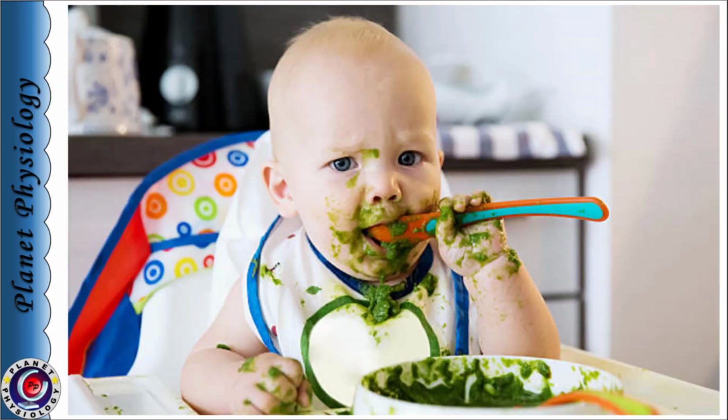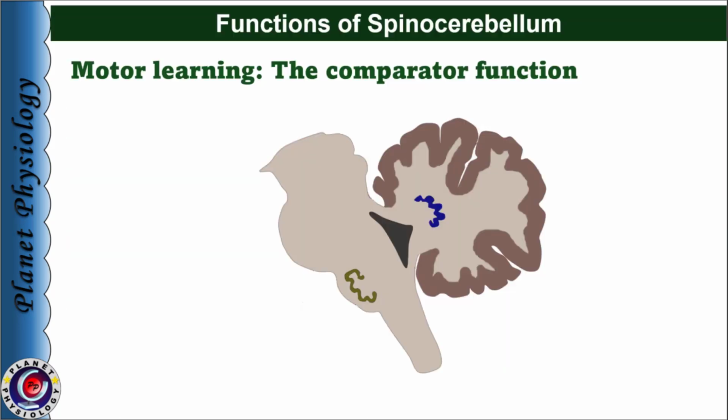Yes, it would likely end in a mess. Why does this happen? A simple answer is motor learning. Our cerebellum is constantly monitoring our actions. Whenever there is a mismatch between the intended movement and the actual performance, the cerebellum works to correct it the next time the same movement is performed. This important corrective process is known as the comparator function of the cerebellum.